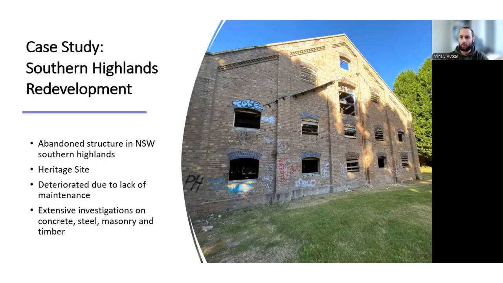In a perfect world, structures like this would undergo constant structural health monitoring with automated systems, but being a heritage structure, these were not a possibility. To minimize damage done to the heritage elements, a variety of non-destructive testing methods were used to assess the condition of the various materials in the structure, namely concrete, steel, masonry, and timber.